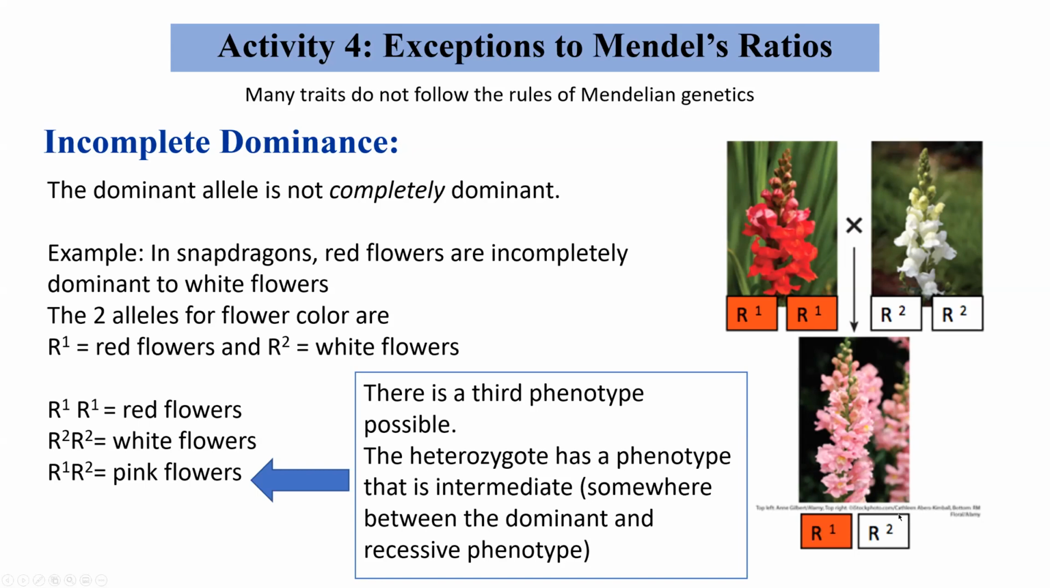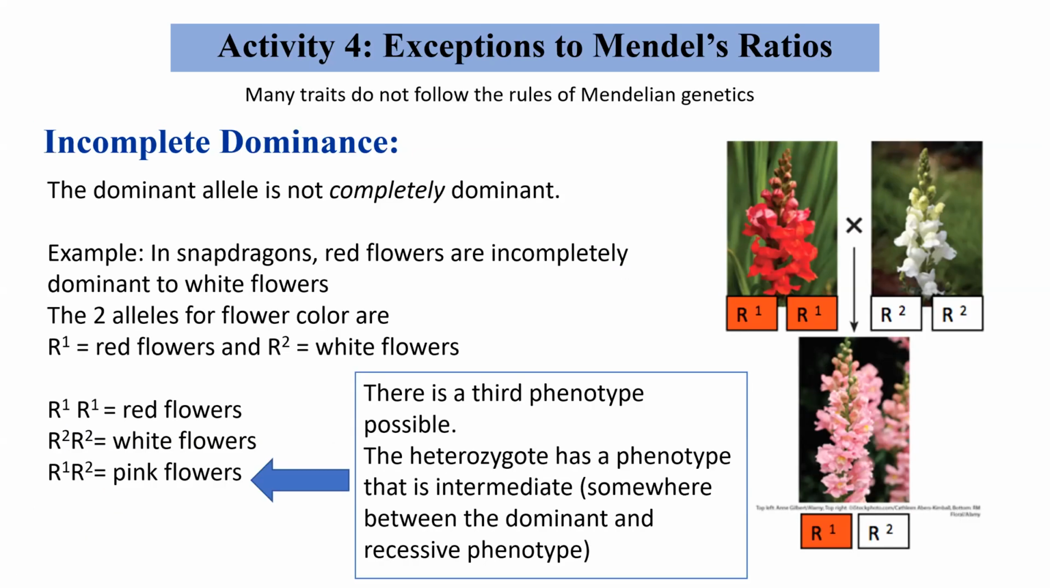However, the phenotype would not be either completely red or completely white. Instead, you see a mixed phenotype. You have this pink color, so there is a third phenotype possible in incomplete dominance. The heterozygote has the genotype R1, R2, and the phenotype is going to be an intermediate, somewhere between the dominant and recessive phenotype, or these two phenotypes shown here. So that is an example of incomplete dominance.